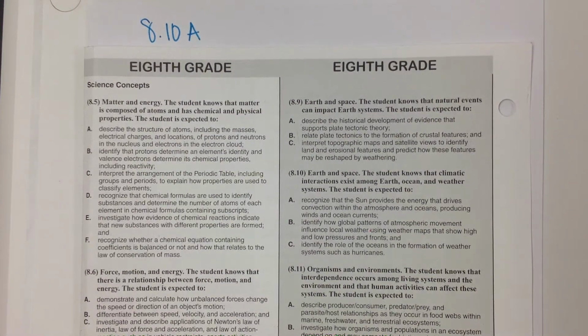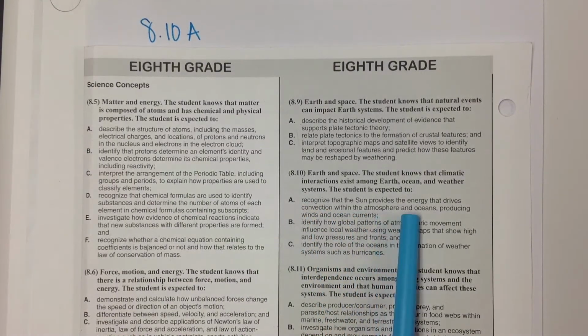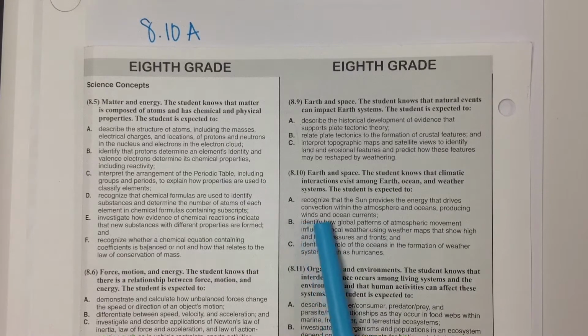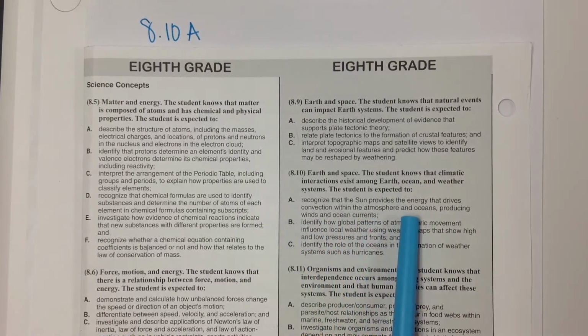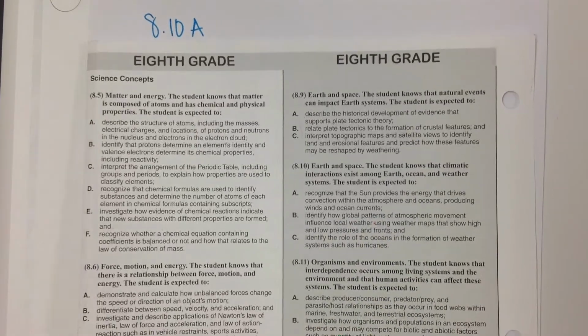Alright, we're going to look at our TEK 8.10a, which says that you need to be able to recognize that the sun provides the energy that drives convection within the atmosphere and the oceans, producing winds and ocean currents. So let's talk about that for a minute.